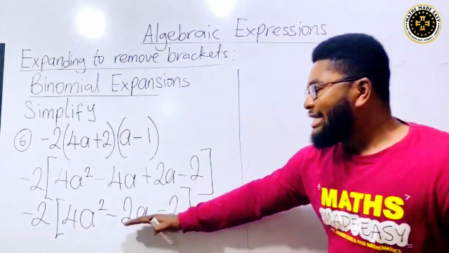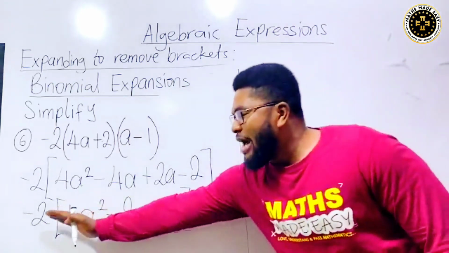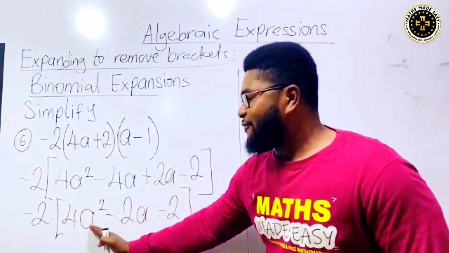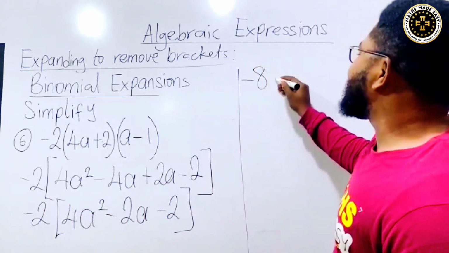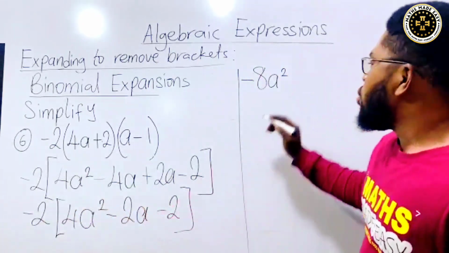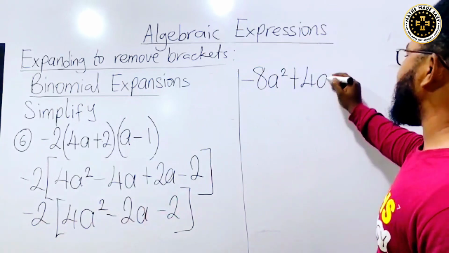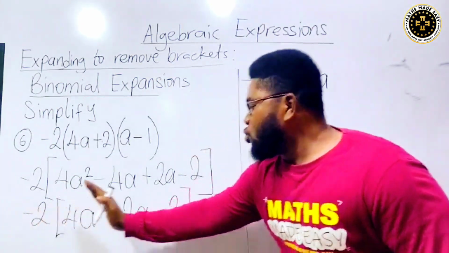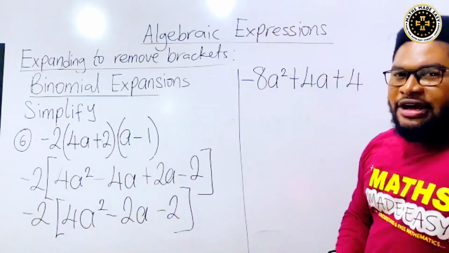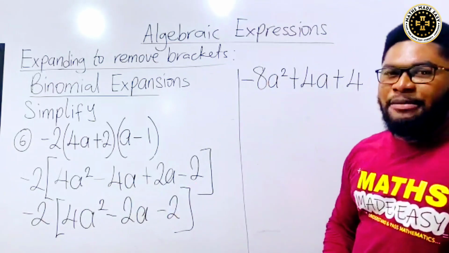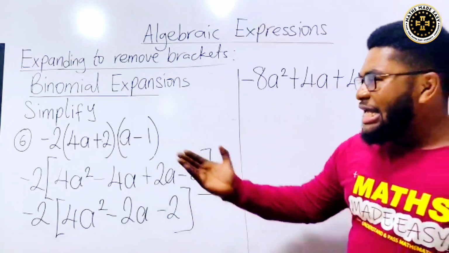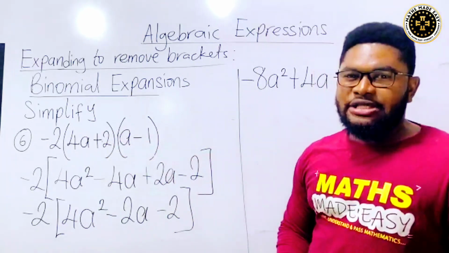Since I have no like terms in the bracket, I will then expand the negative 2 against all the terms in the bracket. So negative 2 times 4a squared will give me negative 8a squared. Then negative 2 times negative 2a will give me positive 4a. Then finally, negative 2 times negative 2 will give me positive 4. So if you check the first method and compare it to this second method, their final answers are the same. So you can choose any of these two methods in case you come across a question like this.